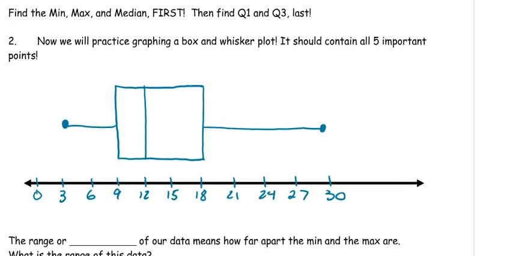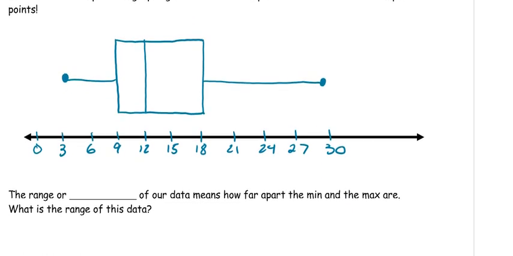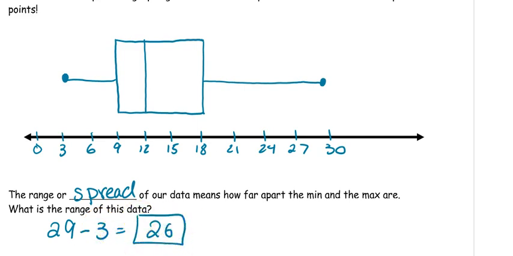Alright, so let's look back here. It says the range or spread of our data means how far apart the min and max are. What is the range of this data? So we can do 29, which is our max, minus 3, which is our min. We get 26.